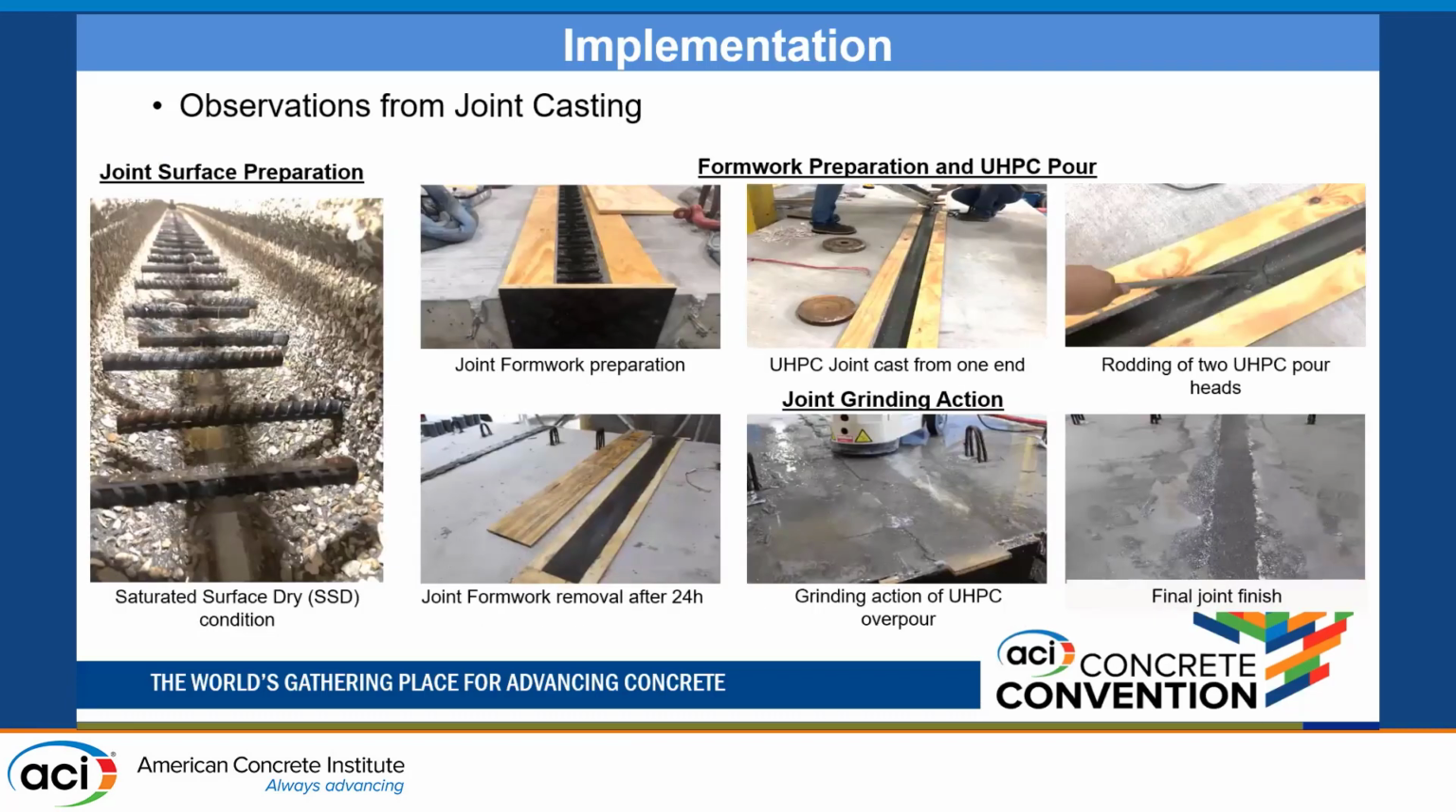Observations from joint casting, the joint surface preparation. Mr. Perry mentioned saturated surface dry condition is necessary before casting the UHPC, because if the concrete is dry, it will absorb the water of the UHPC and the bond won't be developed efficiently. Also, the joint formwork is very important. We put plywood here on top, 1/4 inch thickness, so that we can get that overpour. And then a day after, when we remove the formwork, we cold grind the UHPC of the overpour and even out the surface. And that's the final joint finish.